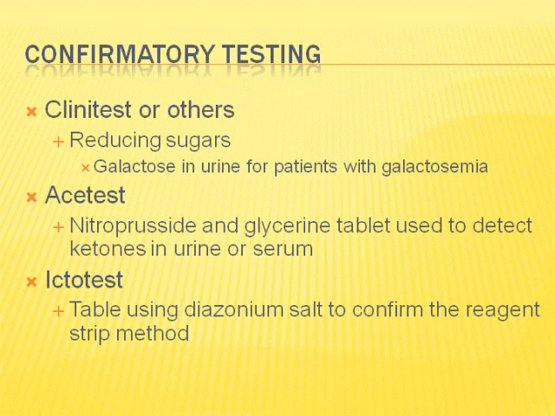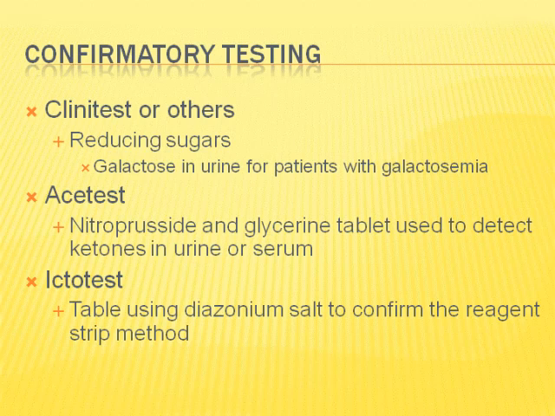The Acetest is used to detect ketones in urine or serum, and so it's just confirming that perhaps the ketone pad was iffy or you're not sure. You can do an Acetest to determine, yes, indeed, there are ketones present.